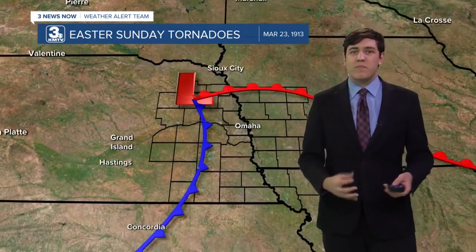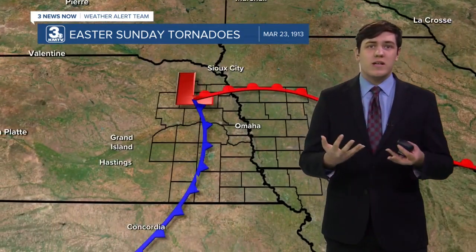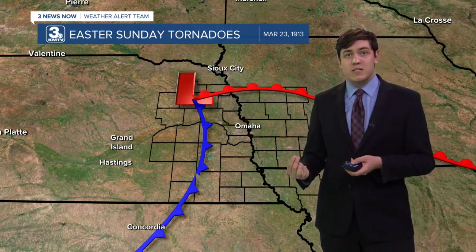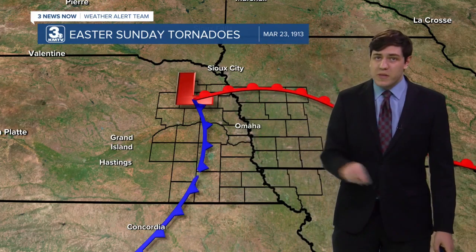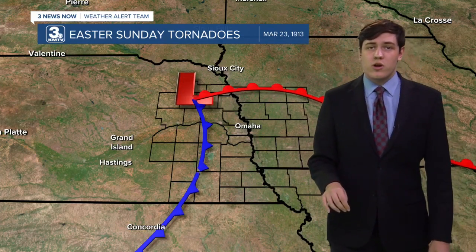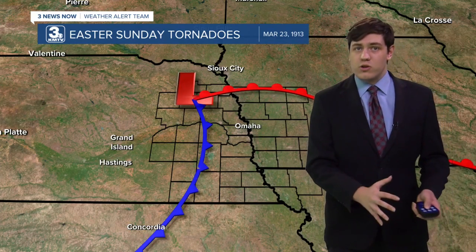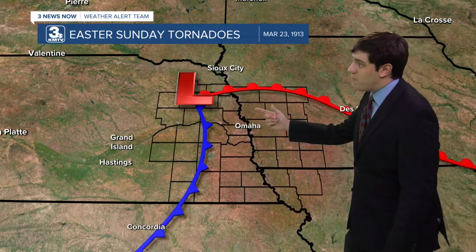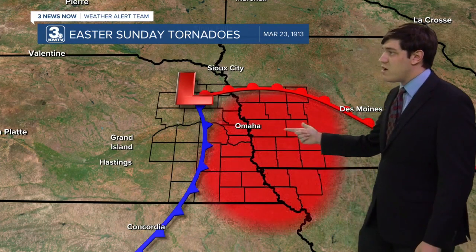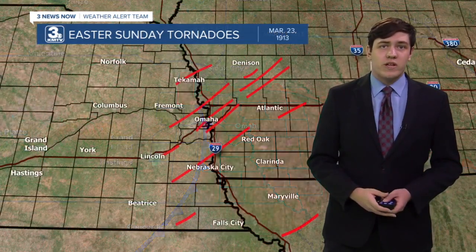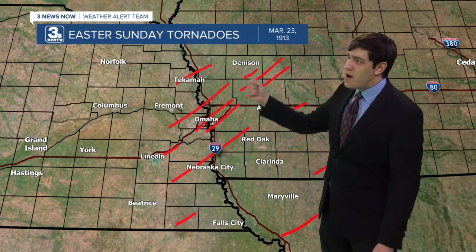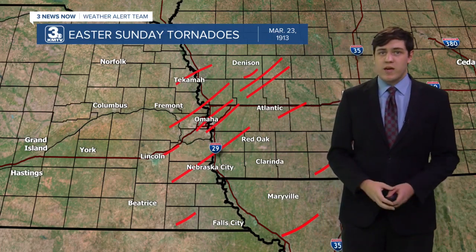Now, the last thing you need is a lifting mechanism, something to get the air to rise up. The most common lifting mechanism: fronts. And we had a very strong cold front move through during the afternoon hours on March the 23rd. It was a combination of all of those ingredients right on top of eastern Nebraska into western Iowa that was conducive for the largest tornado outbreak the region has seen, with multiple violent tornadoes arcing through the area.